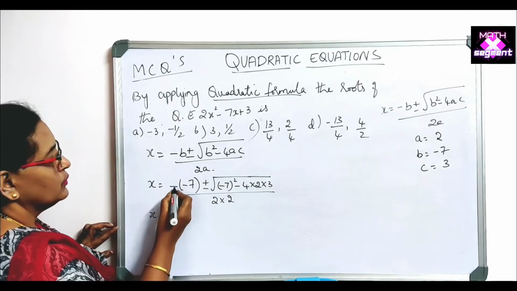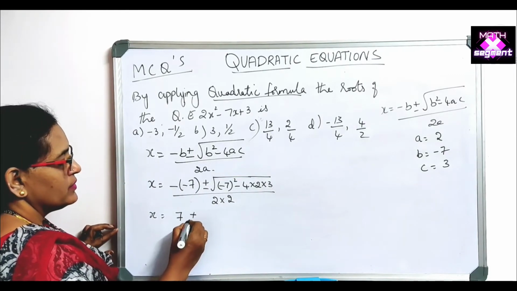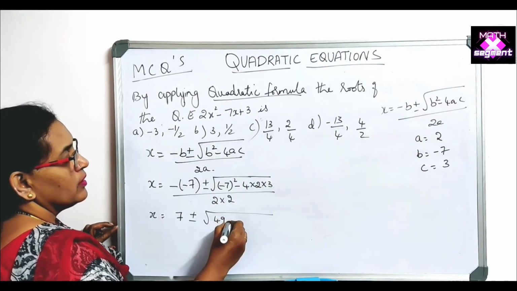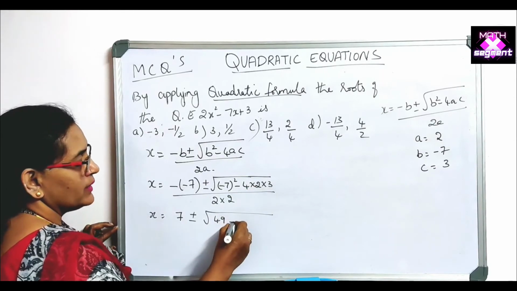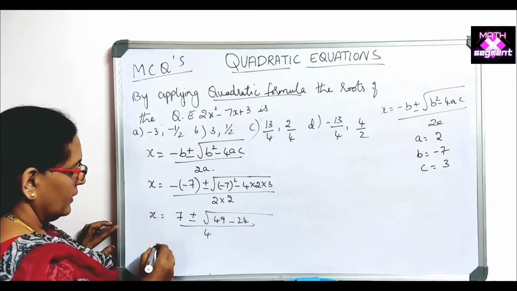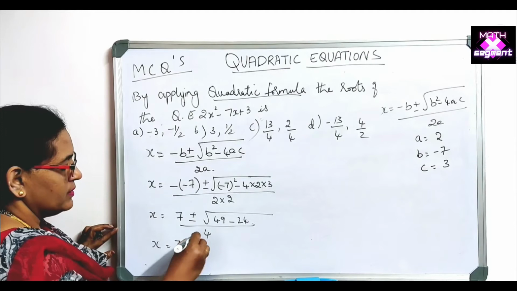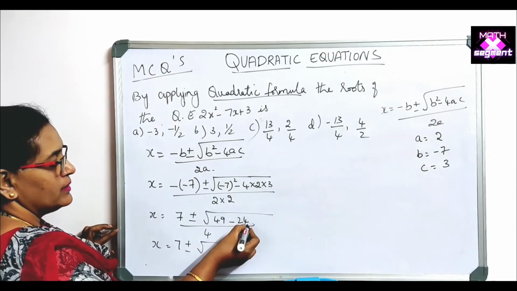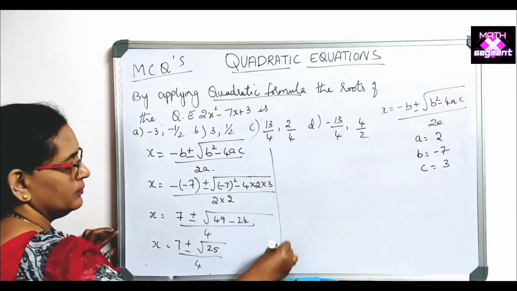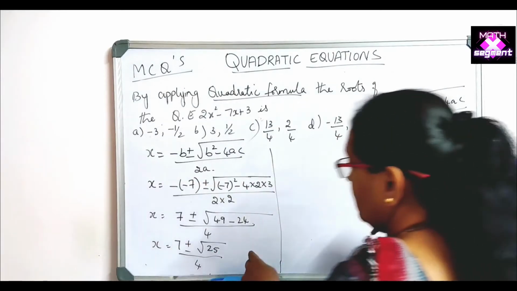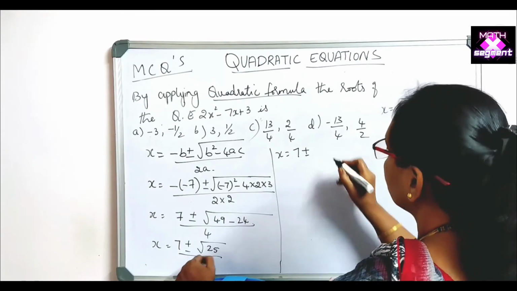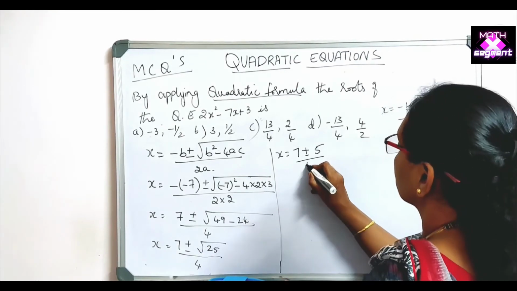So now x is equal to, minus into minus is +7, plus or minus square root of -7 whole square is 49, minus into plus is minus, 4 2s are 8, 8 3s are 24, divided by 4. So x is equal to 7 plus or minus square root of 49 minus 24 is 25 divided by 4. So now let us substitute this. So x is equal to 7 plus or minus square root of 25 is 5 divided by 4.